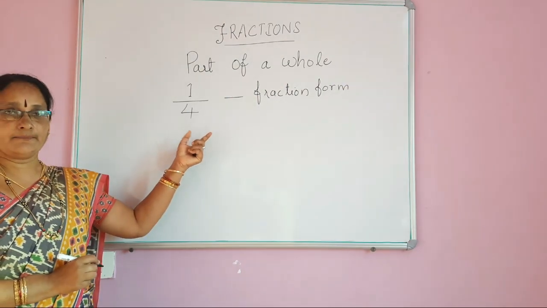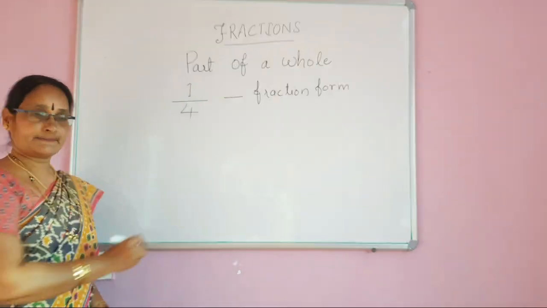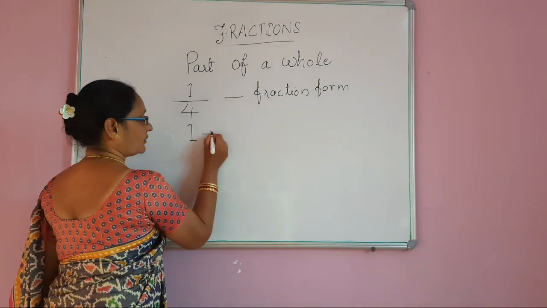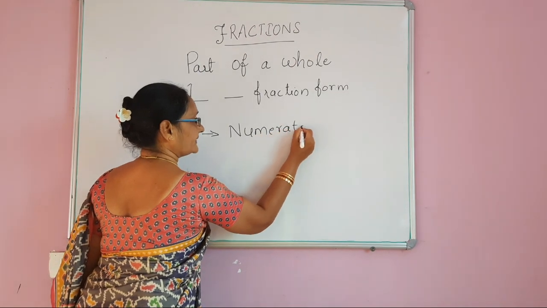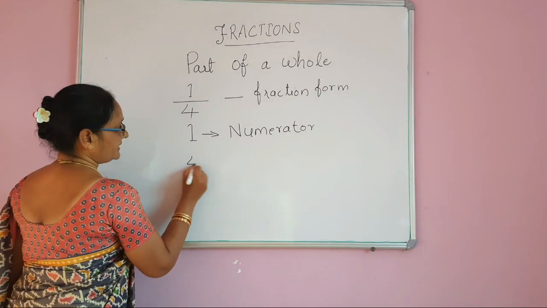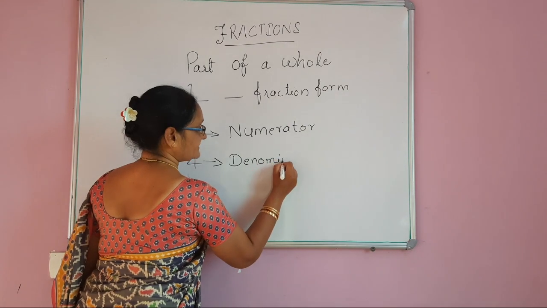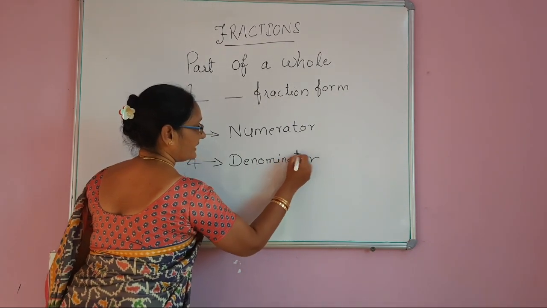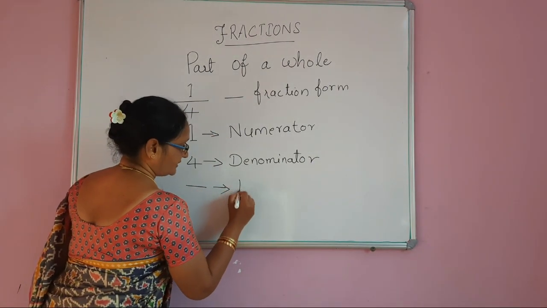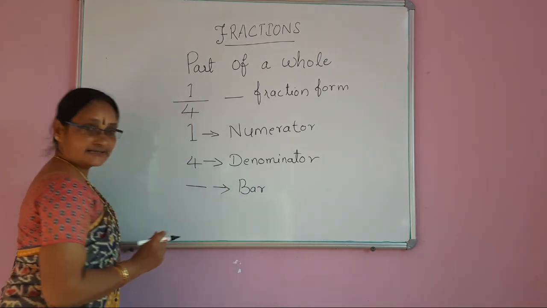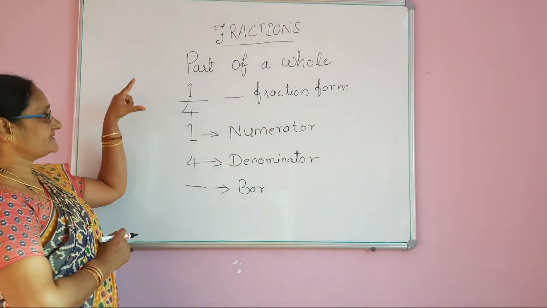In this fraction form, one number is above the bar and another number is below the bar. See here, 1 is called as numerator and 4 is called as denominator. And this horizontal line is nothing but the bar. This is what fraction form. Part of a whole is a fraction, and this is one example.